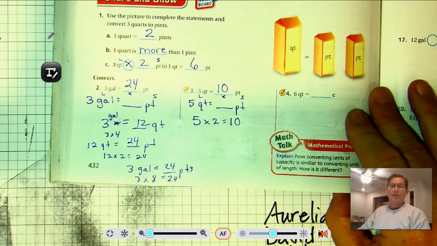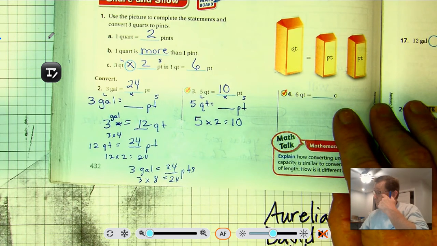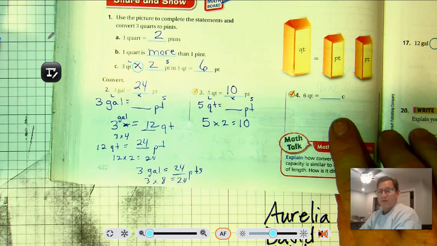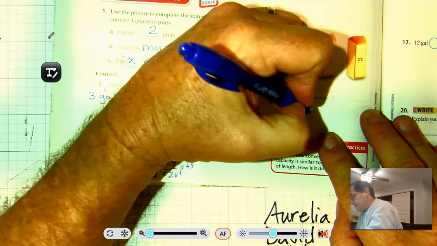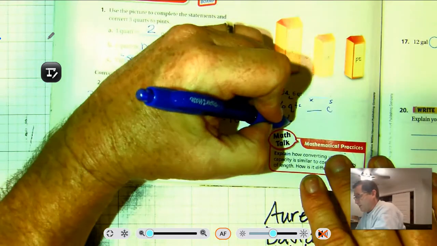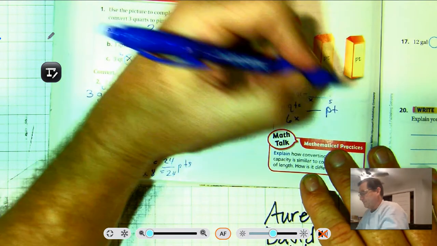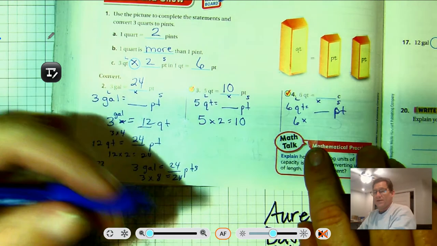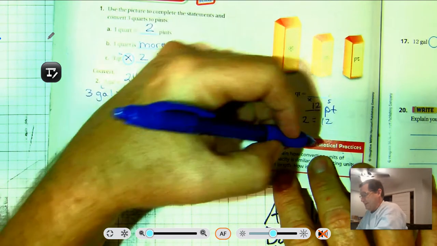And number 4. We have 6 quarts and we need to turn them into cups. Well, let's go to pints first because we have a direct relationship between cups and pints. So 6 quarts equals how many cups? We're going larger to smaller, so we're going to multiply. 6 quarts to pints. The quarts are still larger than pints, so we're going to multiply 2 pints for every quart. So we have 12 pints.